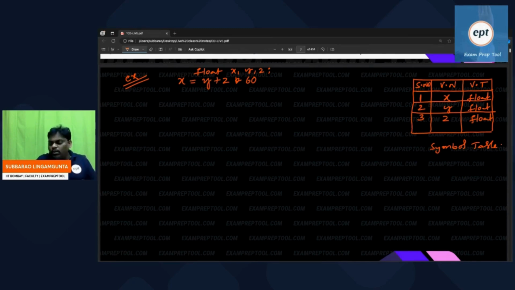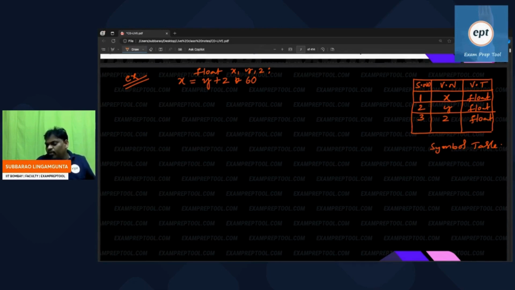Now one more important thing I want to say to everyone, remember. The symbol table contains variable names. The symbol table contains function names. The symbol table stores variable names. The symbol table stores function names.